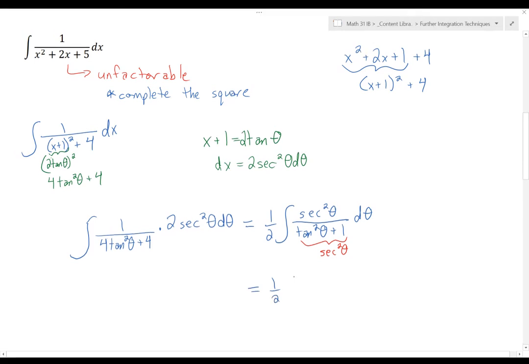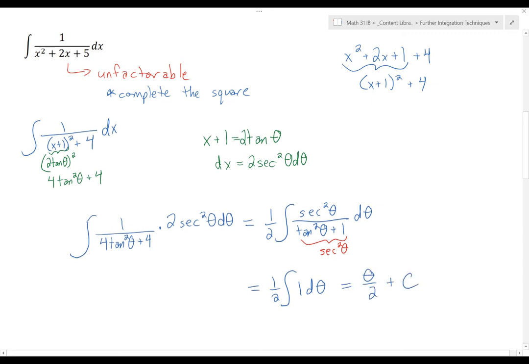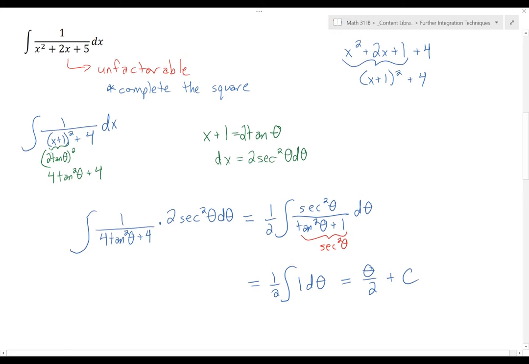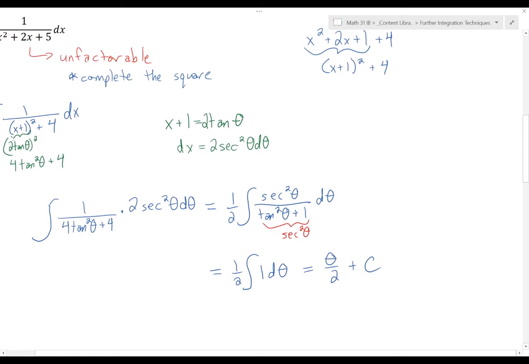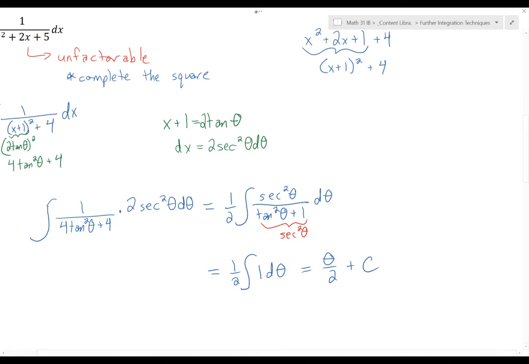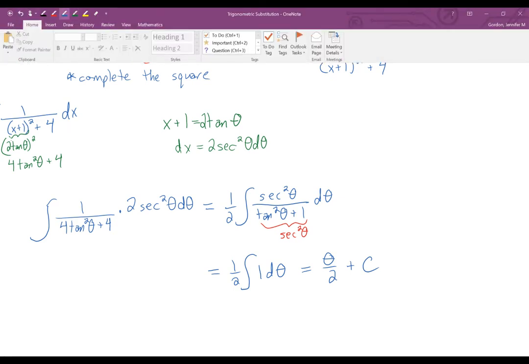So I have 1/2 times the integral of 1 d theta, which is just theta over 2 plus c. Well, that's great. I have my integral. Almost. We're not quite there yet because I have this in terms of theta, and theta is just a tool I introduced into this question. So now I have to figure out how to replace theta with something involving x.